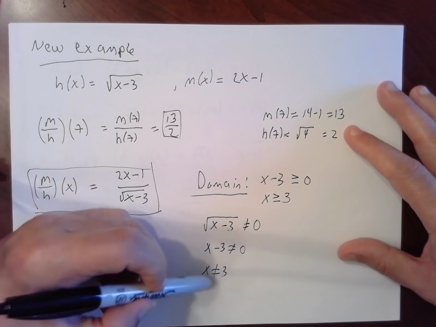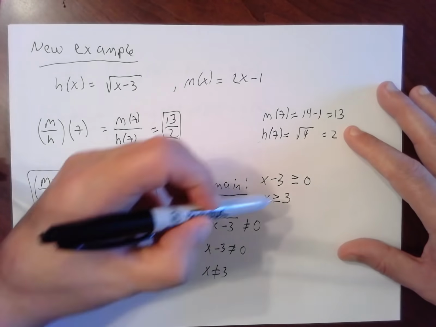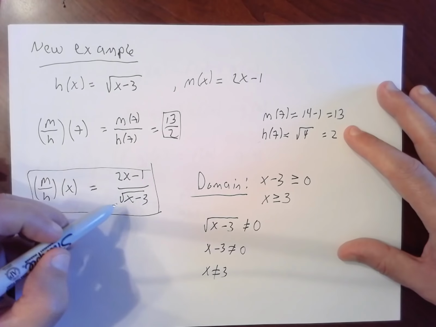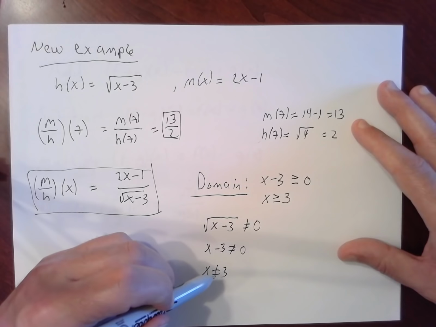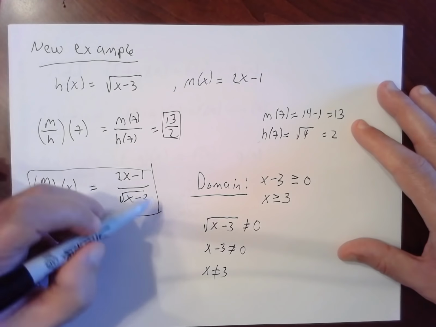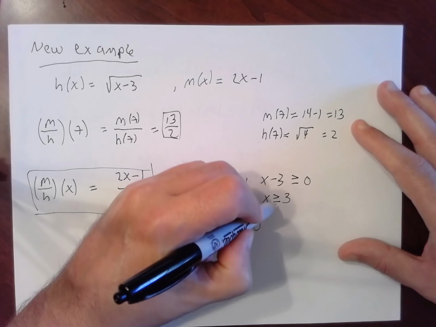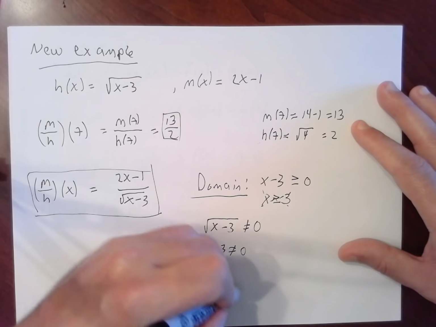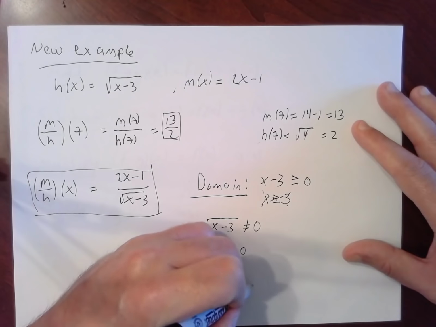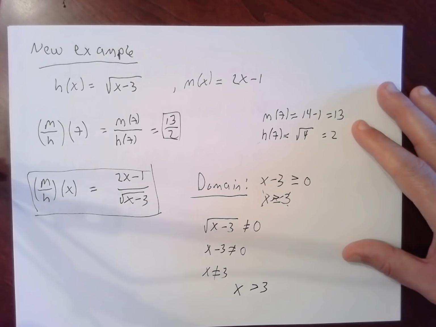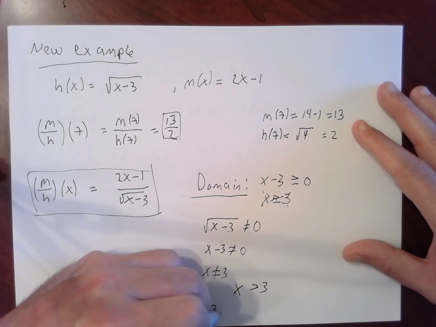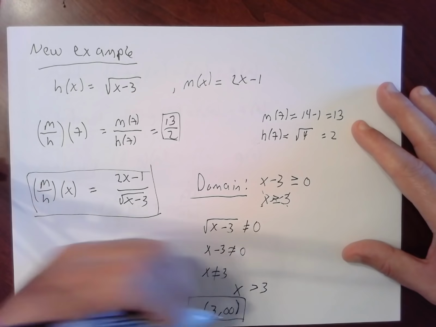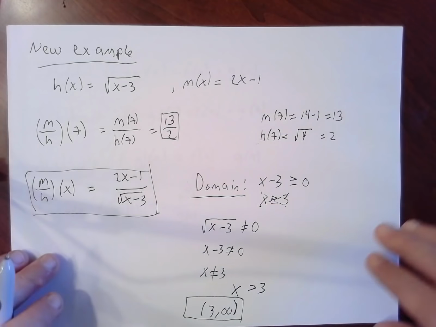So the intersection of these two: I have to have numbers bigger than or equal to 3 so I don't take a square root of a negative, but I'm not actually allowed to use 3 because that would give me 0 in the bottom. So this is not actually true. We actually want x greater than 3, which is the interval 3 to infinity. That's the domain of this combination of functions.